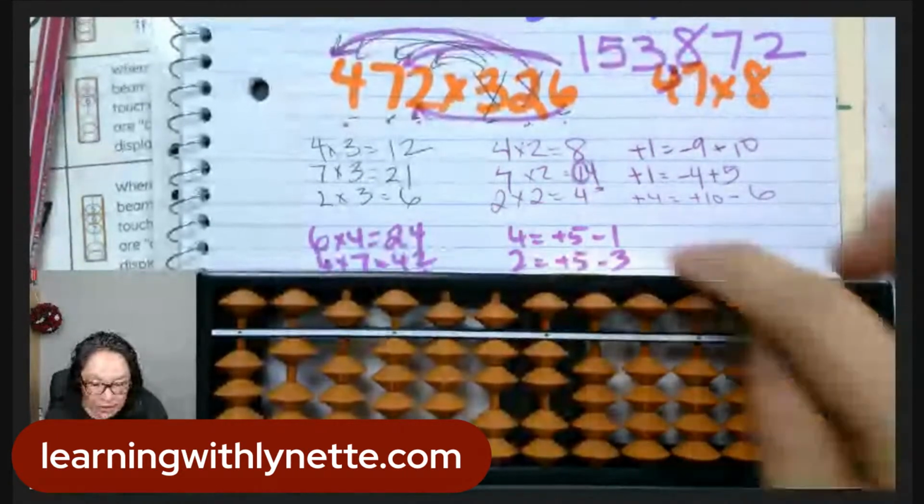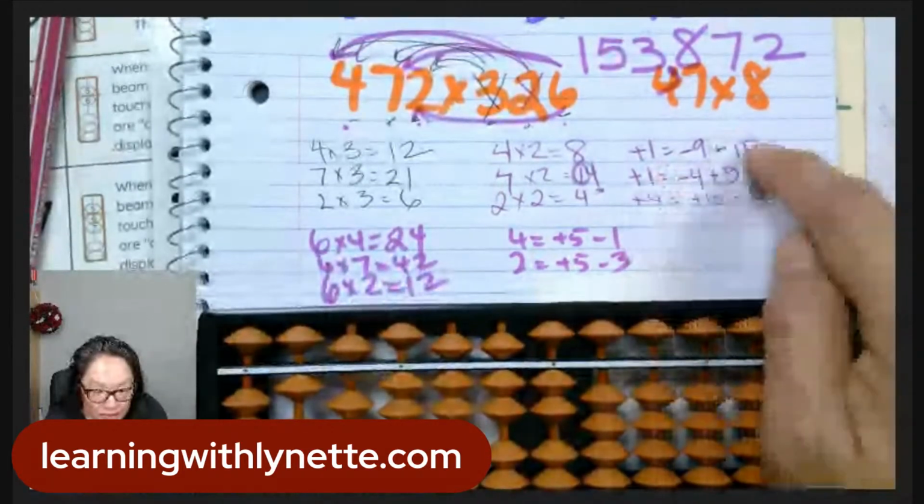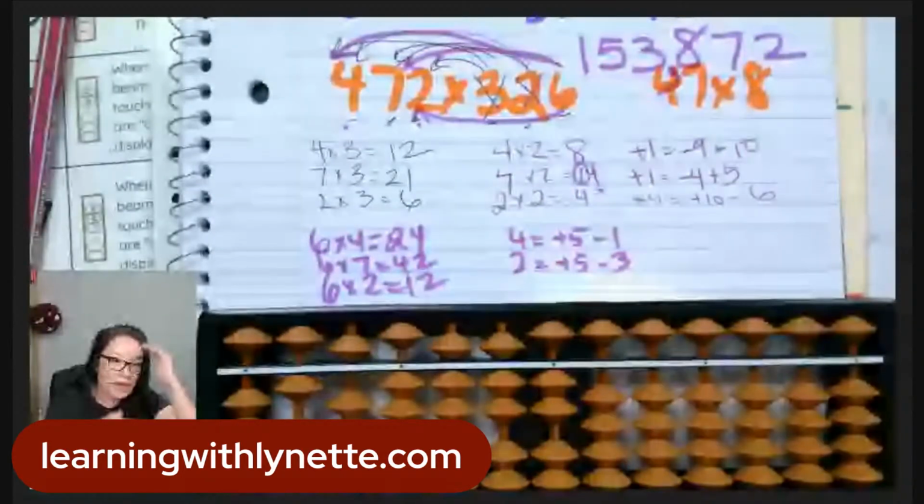But again, right? It's all of this stuff that we need to remember. We need to really remember how to make a 5 and how to make a 10. And then they all just compound each other.